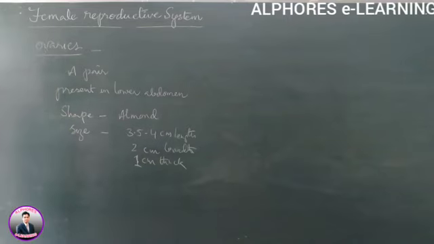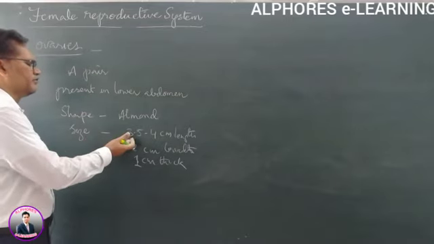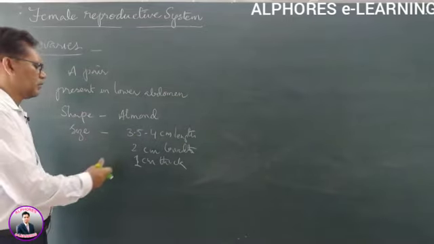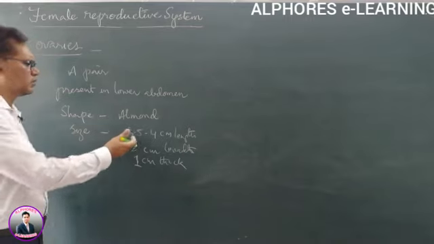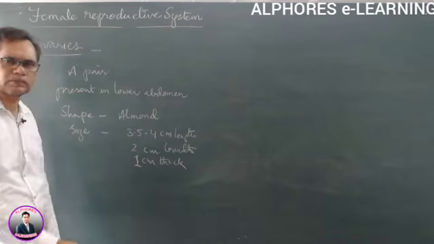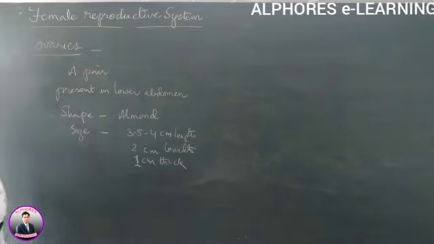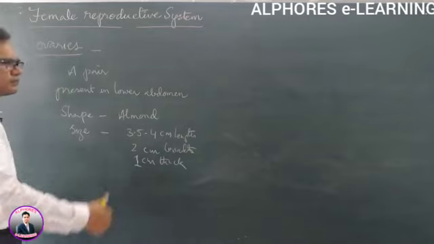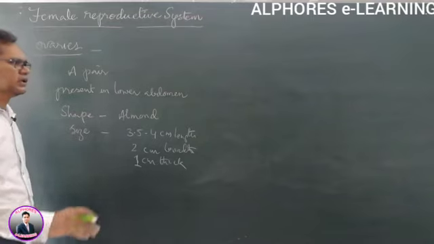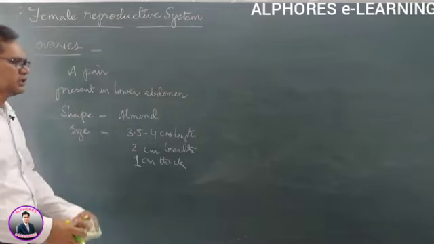Now this is the size: a pair present in the lower abdomen, almond shaped, 3.5 to 4 centimeters long. In some books they may be given as 3 centimeters in length, 2 centimeters in breadth, and 1 centimeter thick, present in the lower abdominal area. Now how does it actually look? Almond shaped. Now with the help of a diagram, we will be discussing the ovaries.